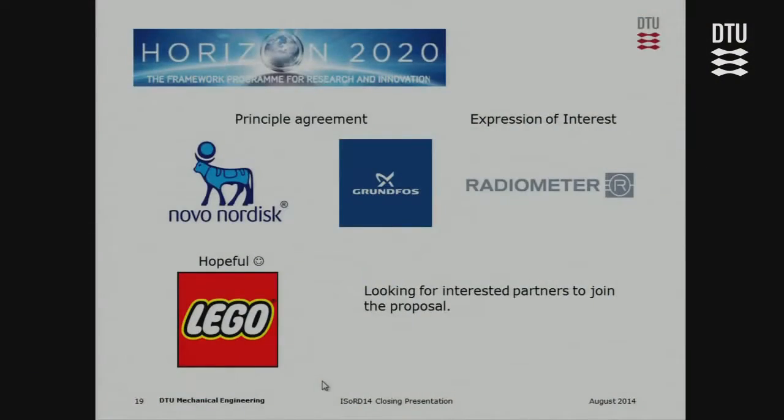So in terms of our partners, we have principal agreements from Novo Nordisk and Grundfos. In Novo Nordisk's case, we have the PhD signed off already. In Grundfos, we have a rough verbal agreement, and we hope that the PhD project will be signed off by the end of this year. We also have expressions of interest from Radiometer, and hopefully we can convince Lego at some point to join the party.